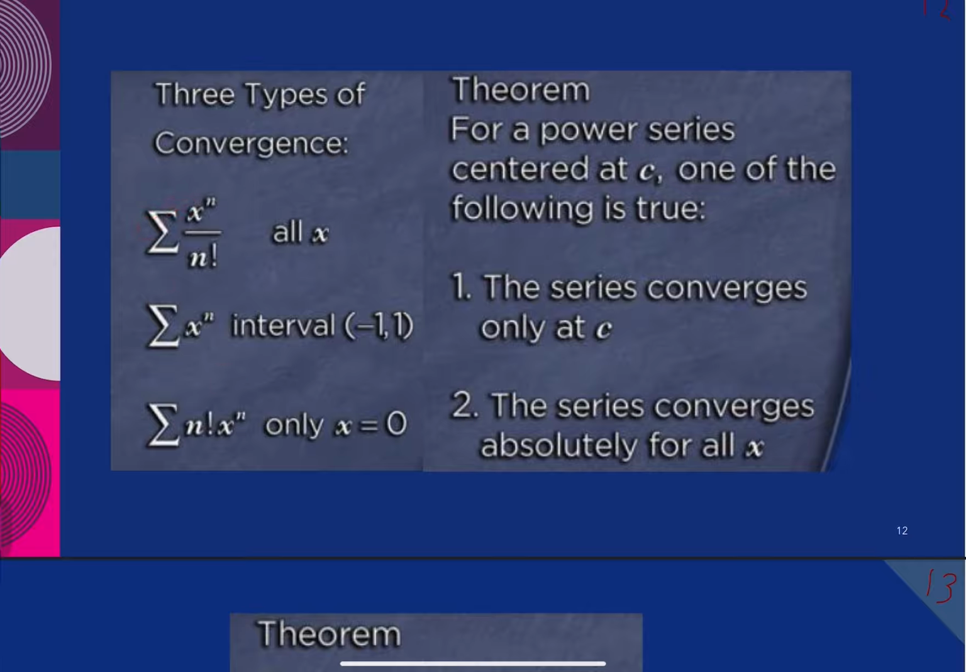So in the first case, we say that the radius of convergence is infinity because it converges everywhere. And in the third case, the radius r is equal to 0 because it only converges at a single point. But in the middle, so this is the best case, the middle has a positive radius of convergence. Okay, so here's what the theorem says about that.